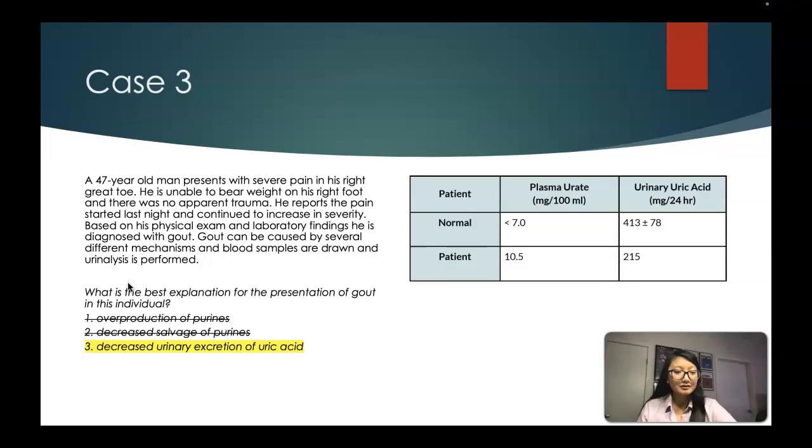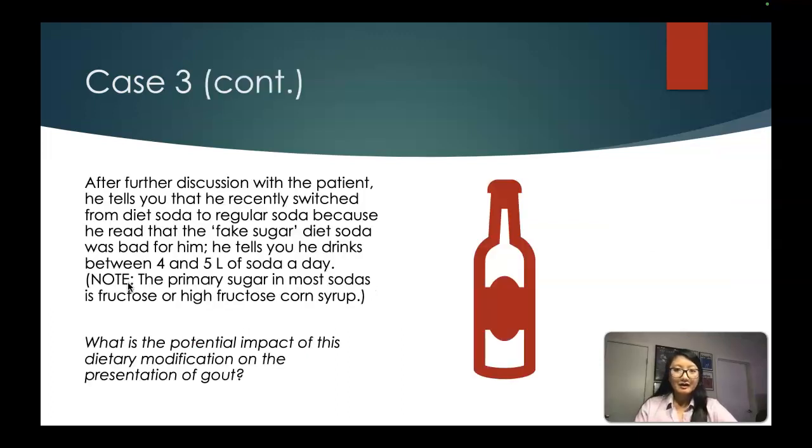Oh, here we go. Decreased urinary excretion of uric acid. That's the answer. So moving forward, he tells us that he recently switched from diet soda to regular soda because he read that the fake sugar in diet soda was bad for him. He tells you he drinks about 4 to 5 liters of soda a day. What is the potential impact of this dietary modification on the presentation of gout?